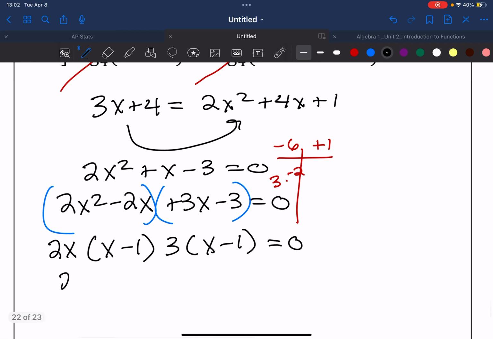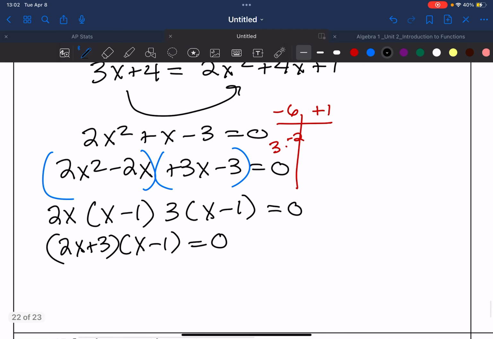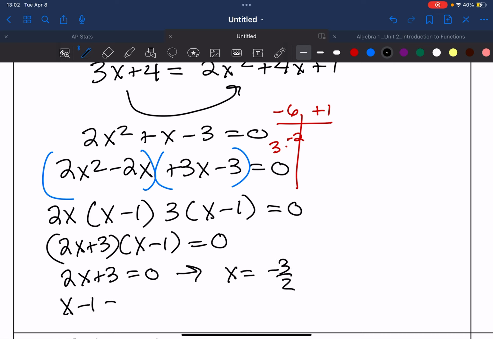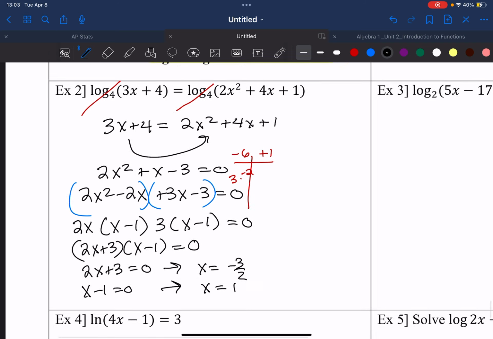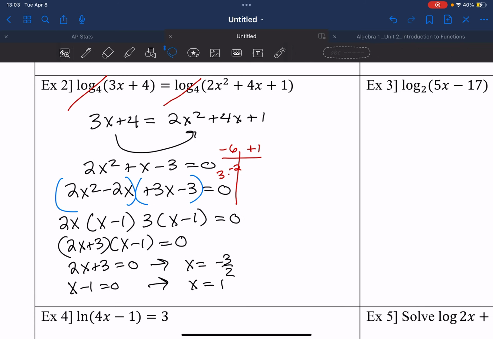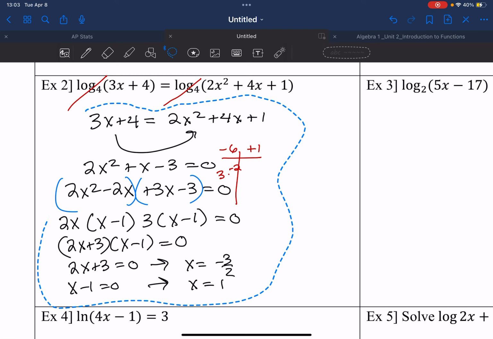So that means I have 2x plus 3 times x minus 1 is equal to 0, which means I can set them separately equal to 0, and I get 2x plus 3 equals 0, which means that x is equal to negative 3 halves, and x minus 1 equals 0, which means x is equal to 1. Now I have to check both of those.